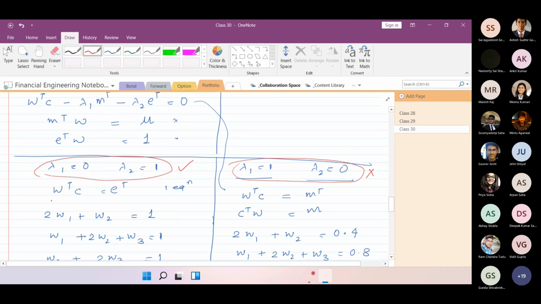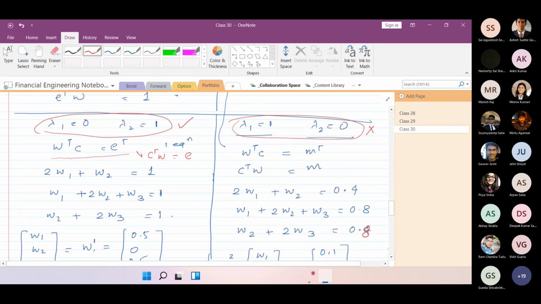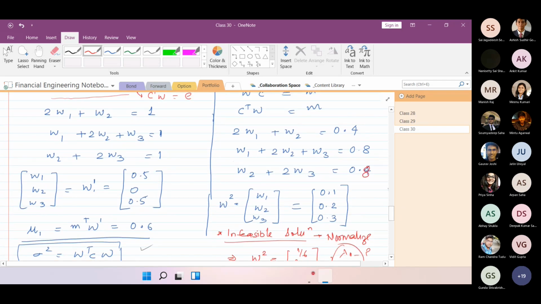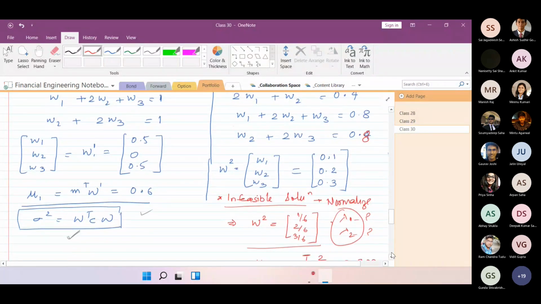and my expression becomes W transpose C is equal to E transpose, or you can simply write this as C transpose weight is equal to E. So this is the expression which we have got. Correct. Luckily, the weights here are all positive, sum is equal to 1, 0.5, 0.5. So I say that okay, this is a feasible solution, and I get the value of mu1. So if I would have tried to find out what would be the minimum risk for a return 0.6, this would have been the weight.